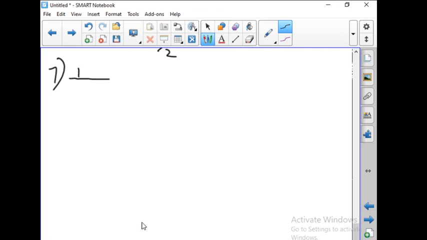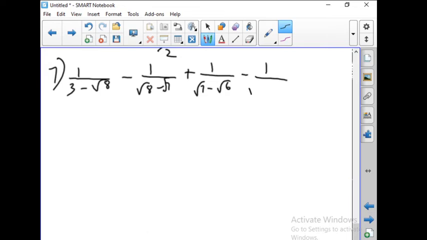Simplify 1 by 3 minus root 8, minus 1 by root 8 minus root 7, then plus 1 by root 7 minus root 6, then minus 1 by root 6 minus root 5, then plus 1 by root 5 minus 2. Okay. Now we have to rationalize the denominator. So how will you rationalize?